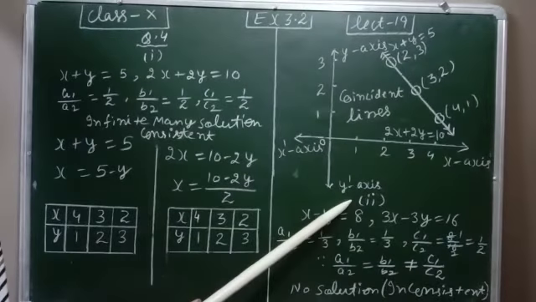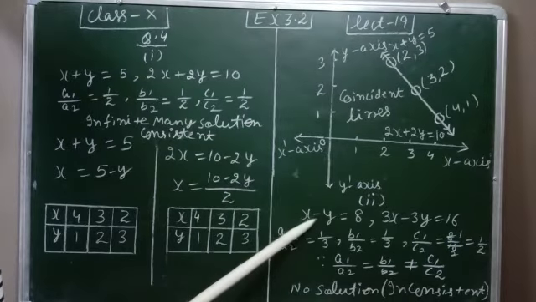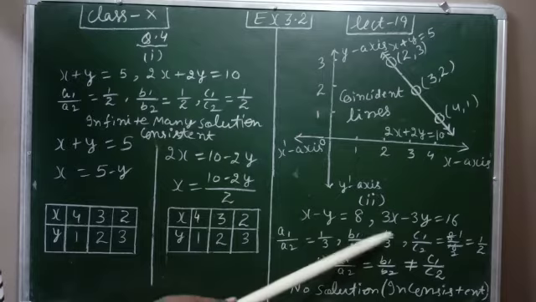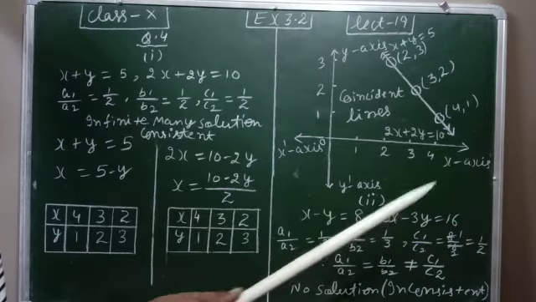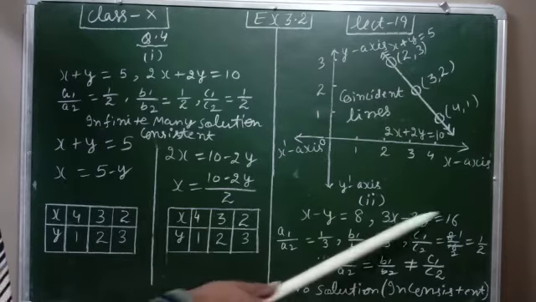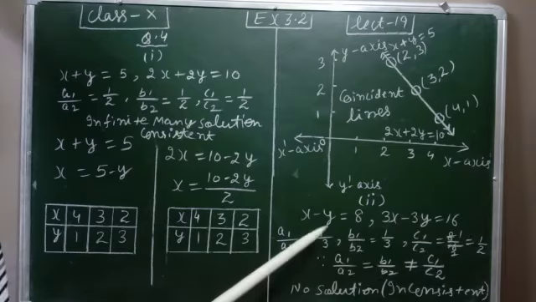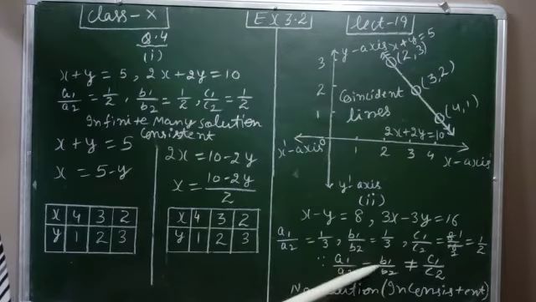Let us solve the second part. In the second part, a1 upon a2 is 1 upon 3, b1 upon b2 is again 1 upon 3 because the minus will cancel out, and c1 upon c2 is 8 upon 16, or 1 upon 2. So here a1 upon a2 and b1 upon b2 are equal, but c1 upon c2 is not equal. So this is the case of no solution, means inconsistent.